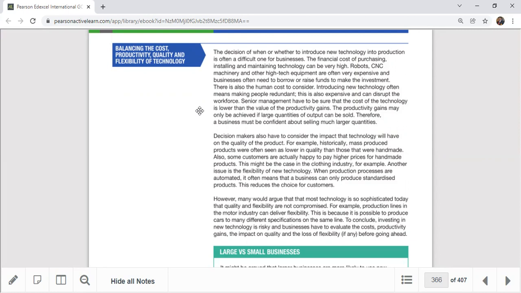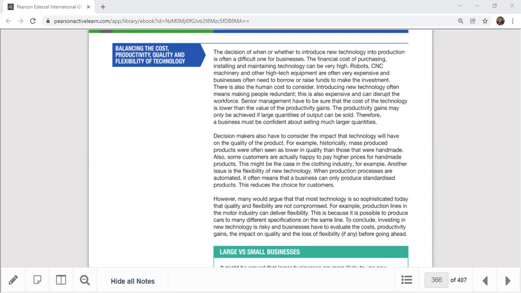The decision when or whether to introduce new technology into production is often a difficult one for business. The financial cost of purchasing, installing, and maintaining technology can be very high. Robots, CNC machinery, and other high-tech equipment are often very expensive, and businesses often need to borrow or raise funds to make the investment. There is also a huge human cost to consider. Introducing new technology often means making people redundant. This is also expensive and can disrupt the workforce.